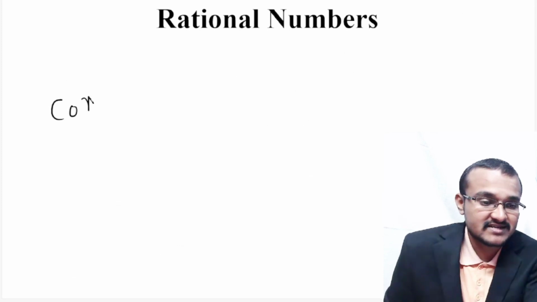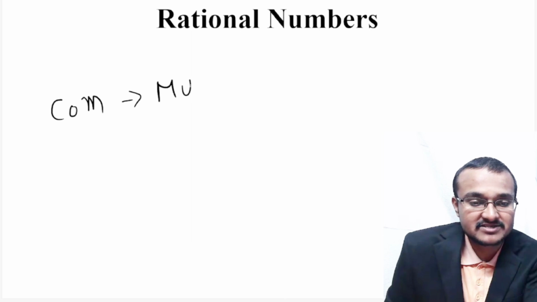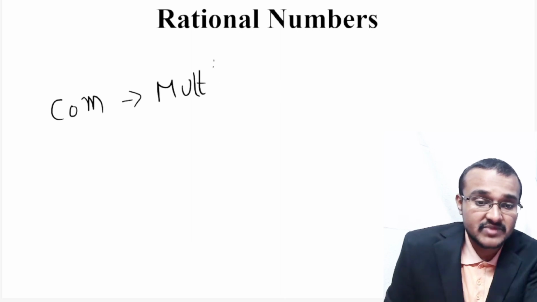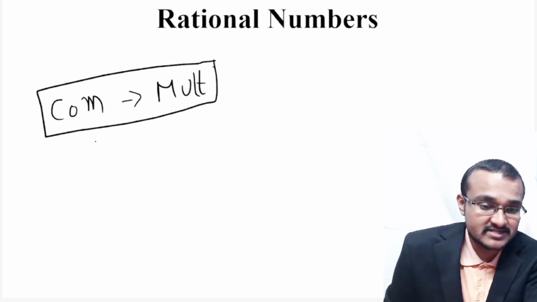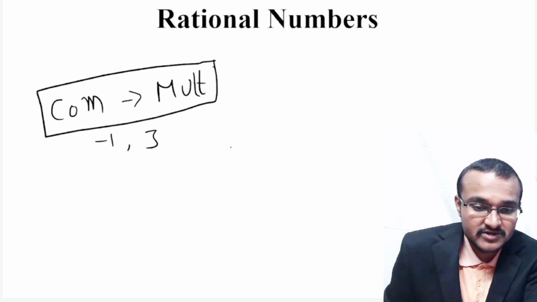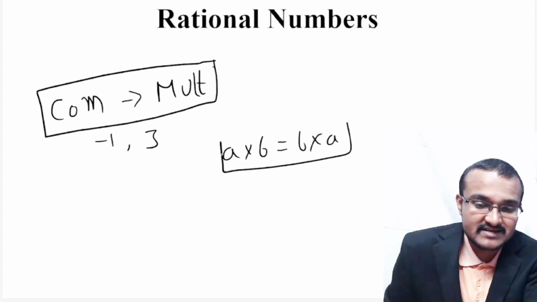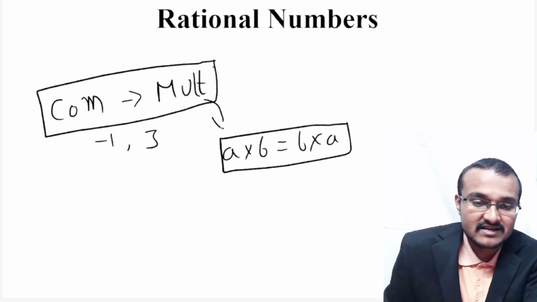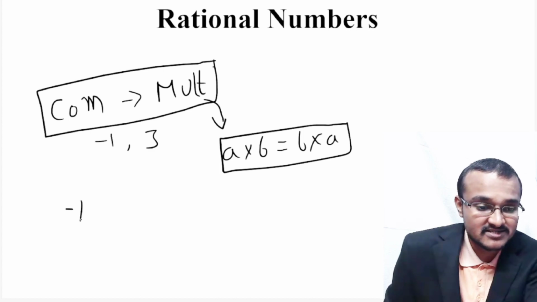Now let us check commutative property under multiplication for these particular integers. So let us take two integers, that is minus 1 and 3. If a into b should be equal to b into a, only when this condition is satisfied will the commutative property under multiplication be satisfied. So minus 1 and 3 are two integers. Minus 1 into 3, that is a into b, will be minus 3. So b into a, that is 3 into minus 1, will be again minus 3.